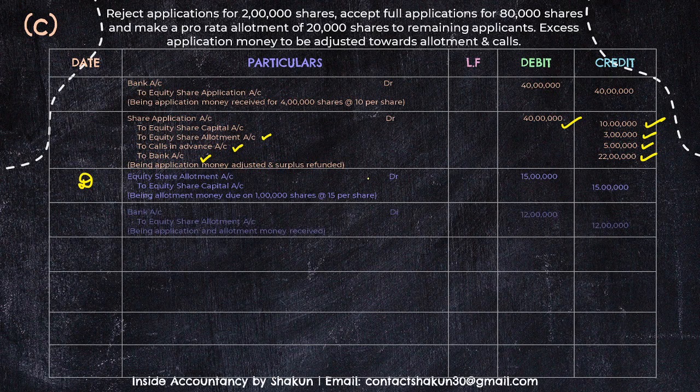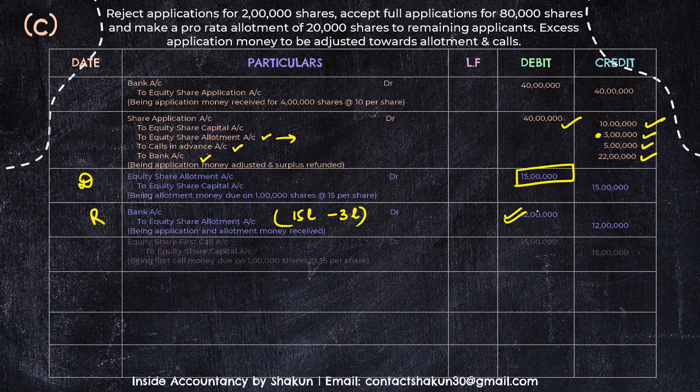Then the entry for receiving of allotment money. Now look here, please. The total amount due was 15 lakh. We had to receive 15 lakh on allotment. But out of this 15 lakh on allotment, we have already received how much? We have received 3 lakh. So minus 3 lakh. So we are going to receive 12 lakh on allotment.